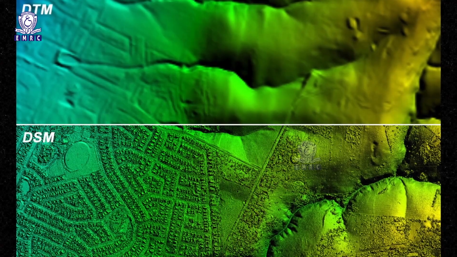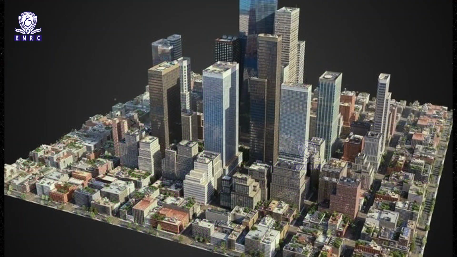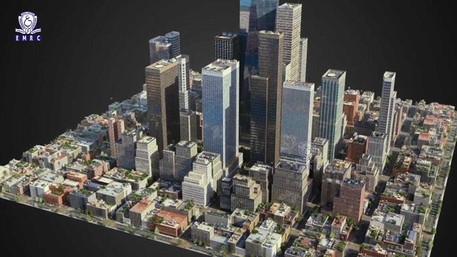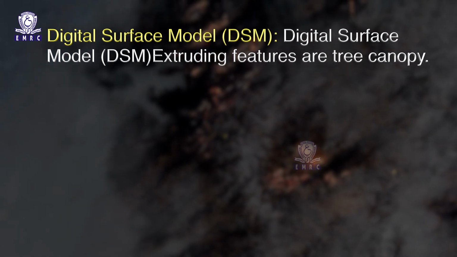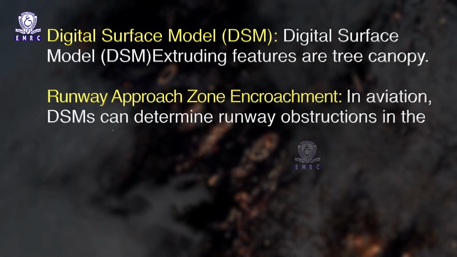A DSM captures the natural and built features on the Earth's surface. A DSM is useful in 3D modeling for telecommunication, urban planning and aviation. Because objects extrude from the Earth, this is particularly useful in these examples. The digital surface model's extruding features are tree canopy and runway approach zone encroachment.